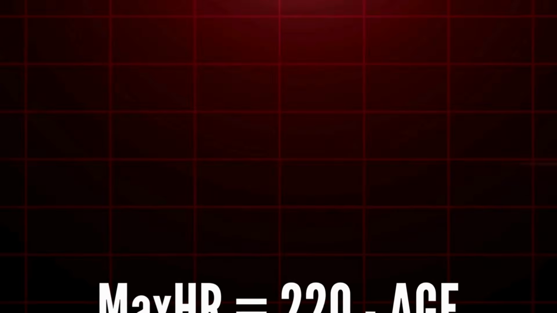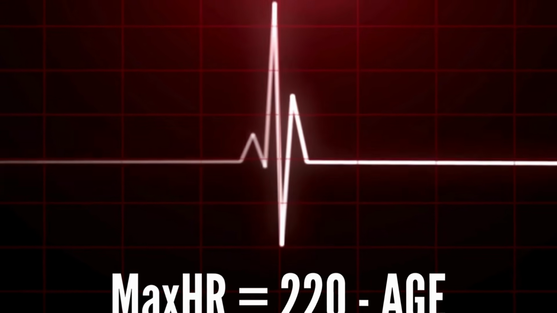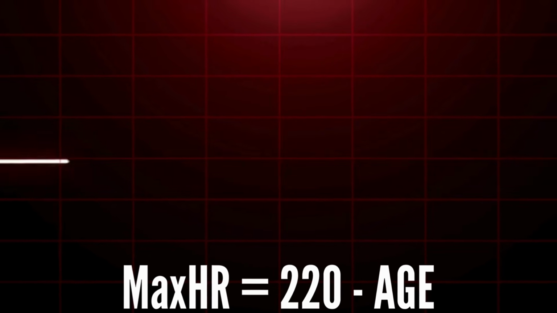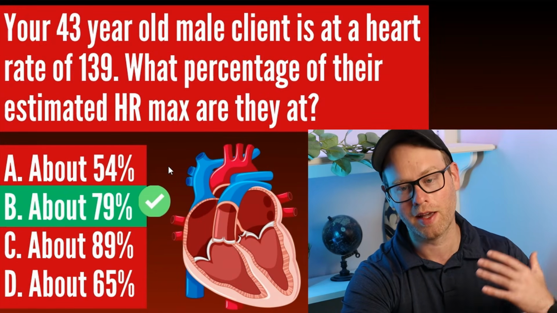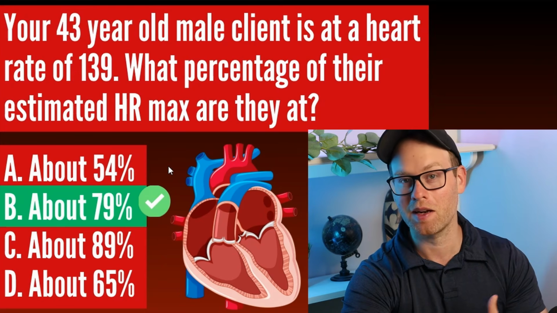And again, the most important thing to know in this question is to get someone's max heart rate, it is 220 minus their age. Doesn't matter whether the person is male or female, I just threw that in to kind of trick you guys. And then you can work backwards with percentages like this. 220 minus your age is the estimated max heart rate.